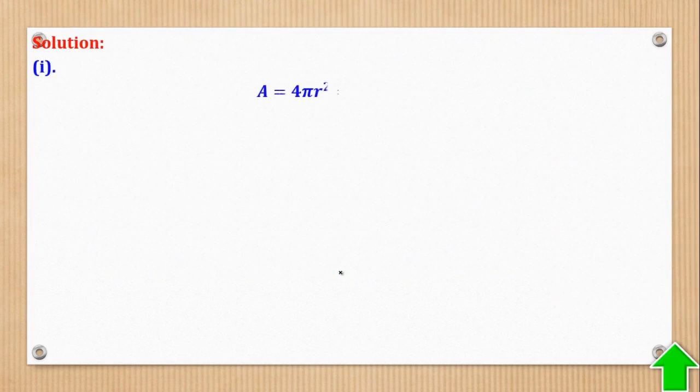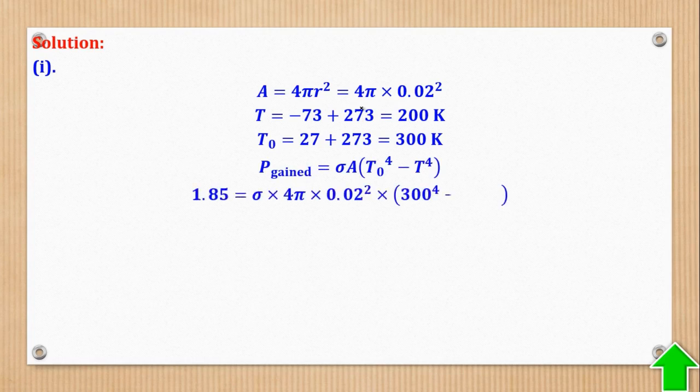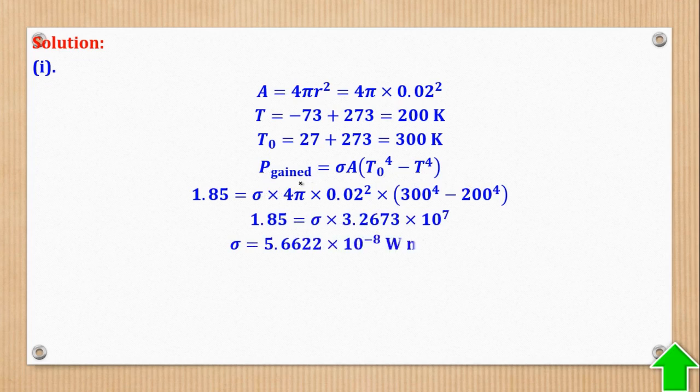So we shall start with Roman 1. Roman 1, area is that, temperature convert to Kelvin, then quote the formula, substitute for power gained. This one is what they want, cross-section area, T naught, T. Next is to look for a way of making sigma the subject. So make it the subject, it will be that, and that's what they wanted.